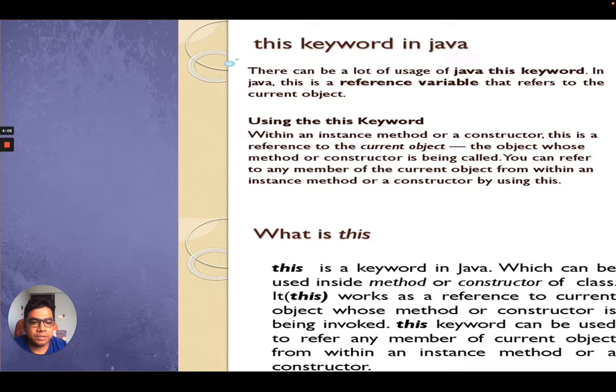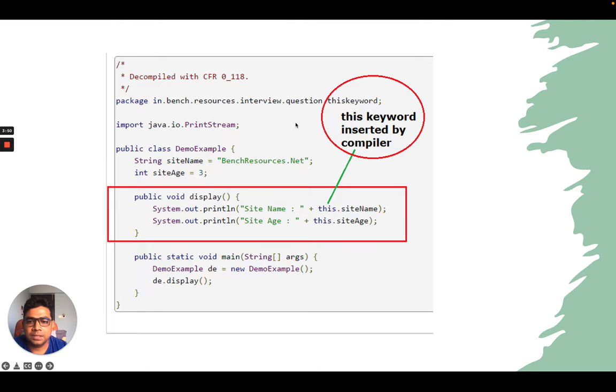So this is a keyword in Java which can be used inside a method or a constructor of a class. It is this which works as a reference to the current object whose method or constructor is being invoked. This keyword can be used to refer to any member of the current object from within an instance method or a constructor. Now let's see that with the help of an example.